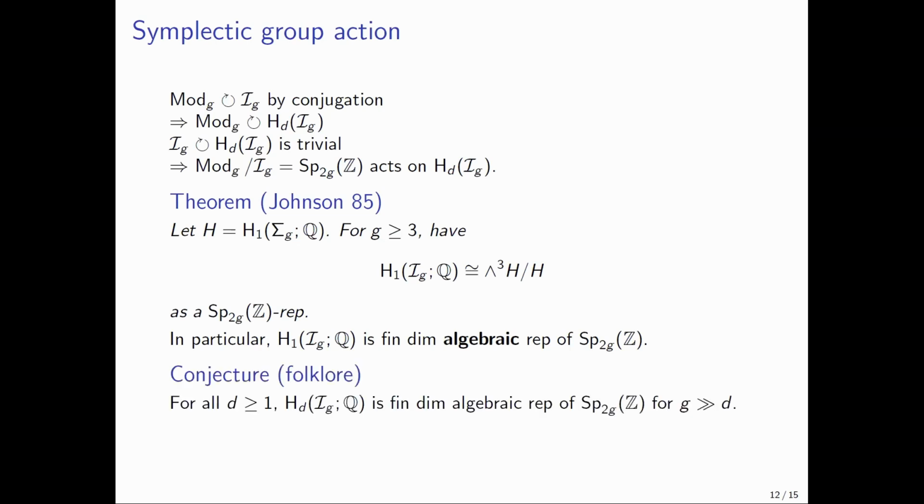And this brings me to a folklore conjecture that in some stable range, something like this should also be true for the higher homology groups. So for d at least 1, the d-th homology of the Torelli group with Q coefficients is expected to be a finite-dimensional algebraic representation of the symplectic group once g is sufficiently large. For instance, for H1, Johnson's theorem says it starts happening in genus 3. It's not true in genus 2, because H1 in genus 2 is an infinite dimensional representation. Starting in genus 3, it becomes not just a finite dimensional representation, but the nicest possible finite dimensional representation of the symplectic group. So this is a folklore conjecture.